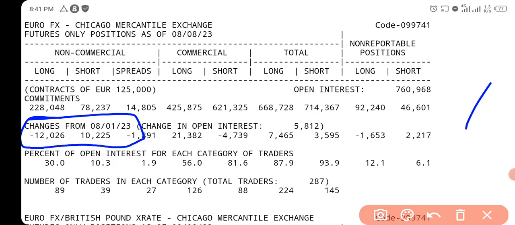I'm sorry guys, we just have to enlighten the traders out there. This is it.